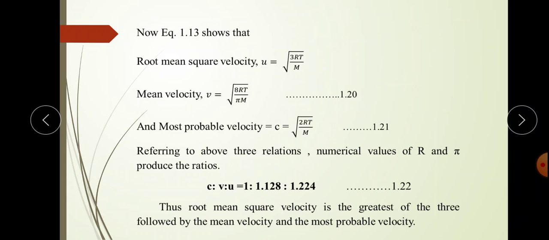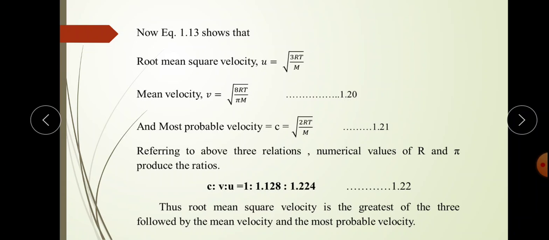Now there is an equation. From that equation it has been shown that the root mean square velocity u is equal to square root of 3RT upon M, the mean velocity v is equal to square root of 8RT upon pi M, and the most probable velocity is given as square root of 2RT upon M. So you must remember all these equations regarding the root mean square velocity, mean velocity and most probable velocity.